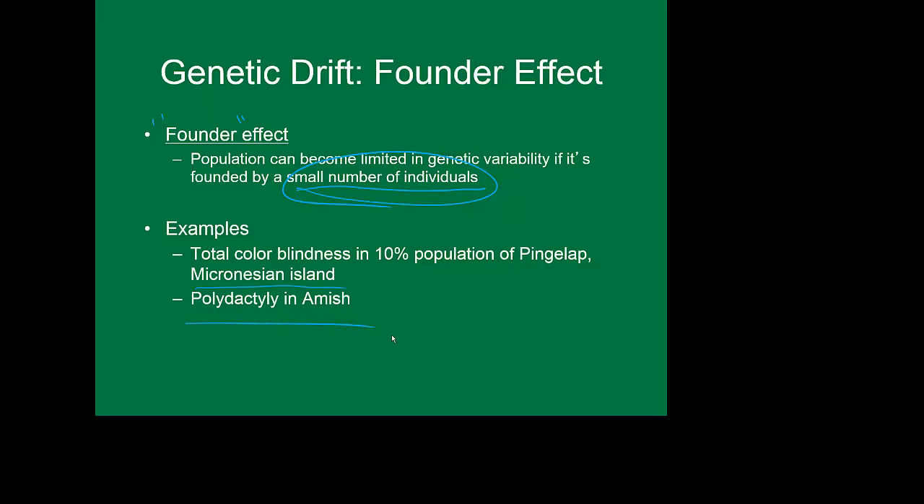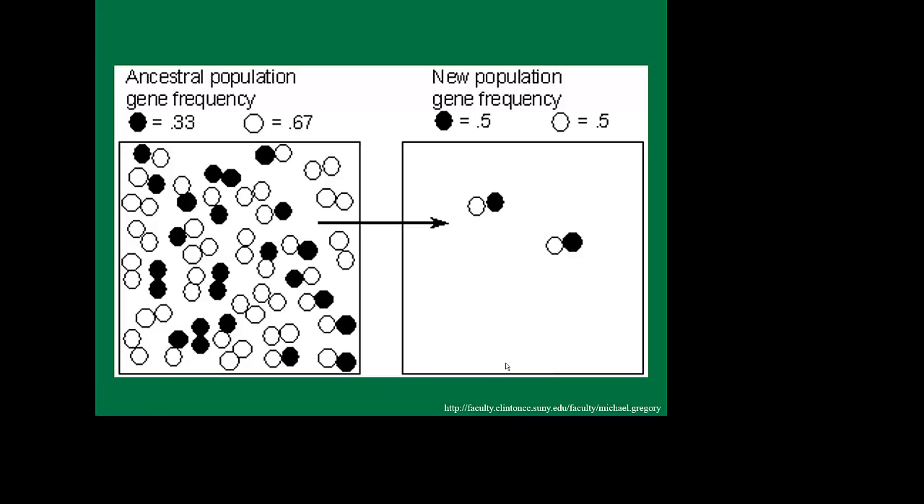So take polydactyly in the Amish. What does polydactyly mean? Polydactyly means many fingers or toes, digits. Okay? So what we want to look at is whether or not this founded population is different from the original. In my diagram here, this original population has 33% of a particular allele. But we take 4 individuals and start a new population, and by random chance, 50% of them now have that rare allele.